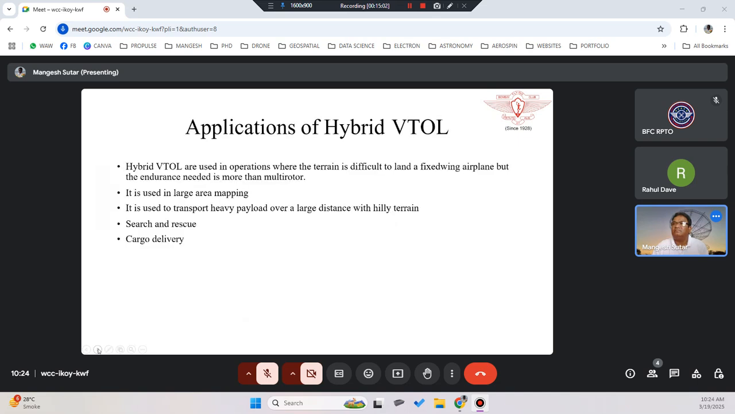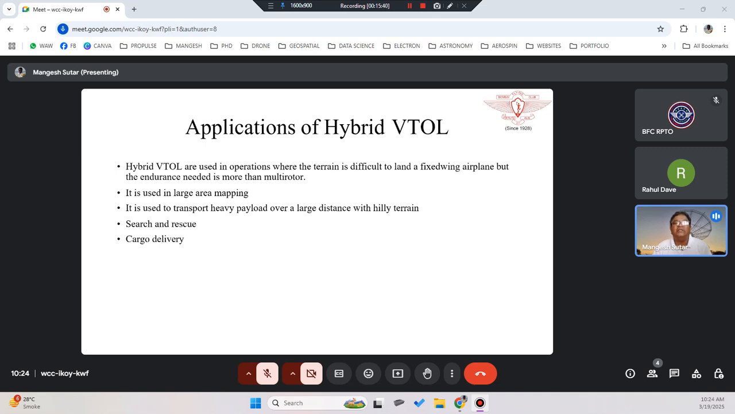Okay, so what are the applications of the hybrid VTOL? Hybrid VTOL is used in operations where the terrain is difficult to land. For a fixed wing airplane we definitely need a runway, and the endurance needed is more than a multi-rotor offers. There could be locations with terrain that has ups and downs, where we can't fly a multi-rotor because of its lower endurance. In that scenario, the hybrid VTOL comes to help.